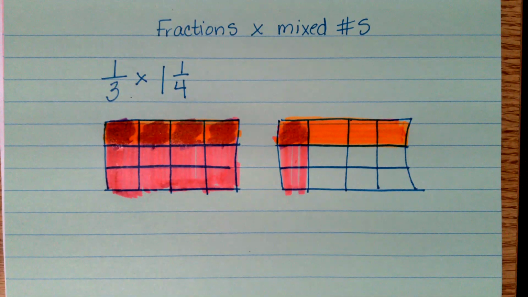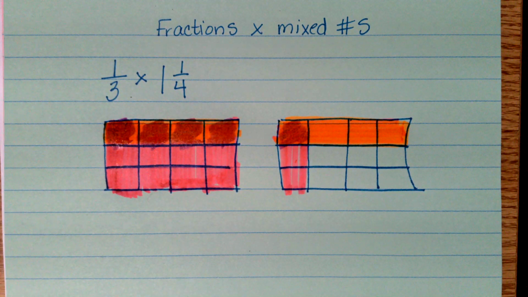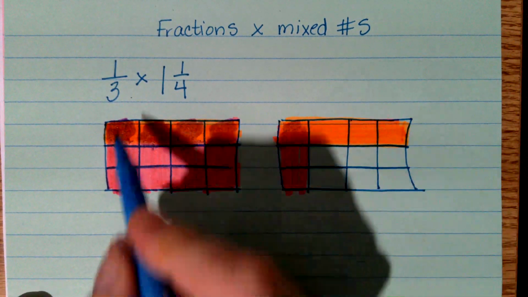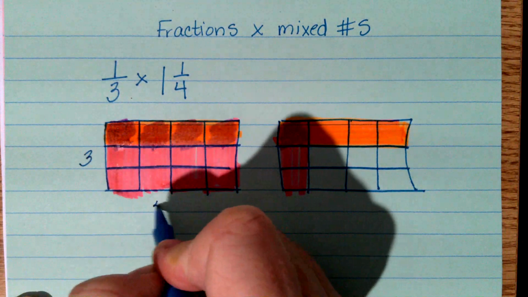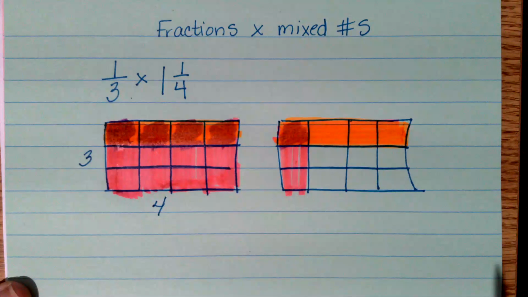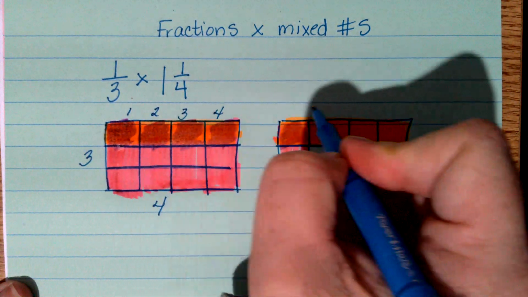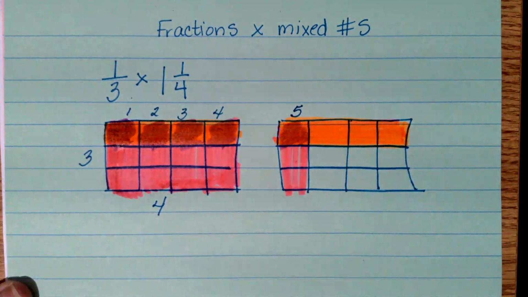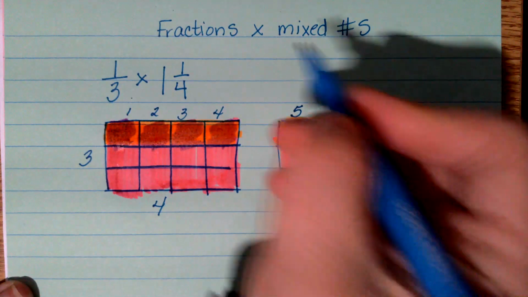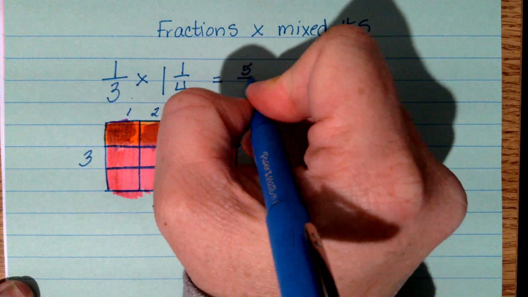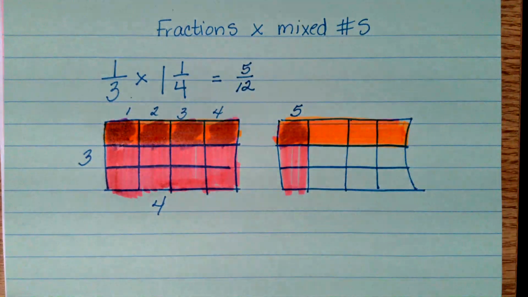And you'll see how many pieces there are out of the whole number that our wholes are divided into. So our wholes are no longer thirds and fourths. They're divided into an array of 3 times 4, which is 12. Okay? And then we have 1, 2, 3, 4, 5 sections out of 12 colored in. So 1/3 times 1 1/4 is going to be 5/12.